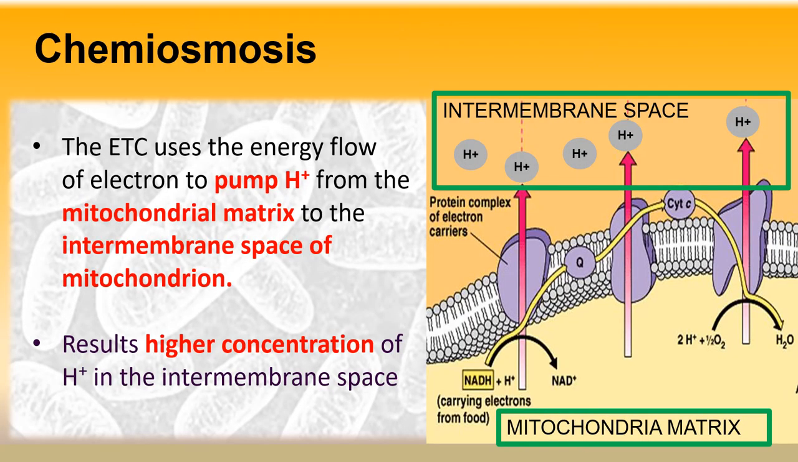The second part of the oxidative phosphorylation is chemiosmosis. The ETC, or the electron transport chain, uses the energy flow of electrons to pump proton from the mitochondrial matrix to the intermembrane space of the mitochondria. As a result, there is a higher concentration of proton in the intermembrane space compared to the mitochondrial matrix. This produces a proton gradient across the inner membrane of the mitochondria.